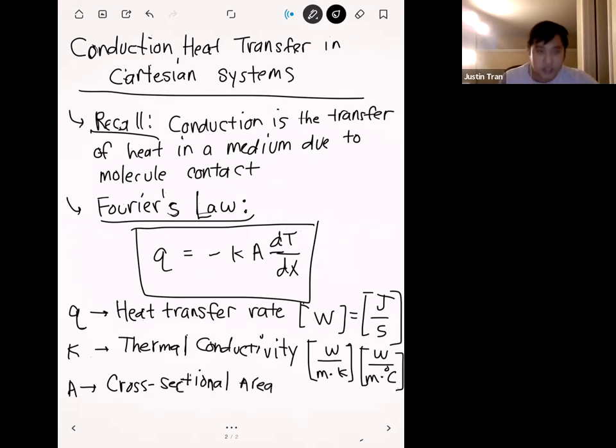And so basically this is saying that if you have a bigger cross-sectional area, then more heat is going to get transferred. And area is pretty simple. The SI unit for area is just going to be meter squared or centimeter squared.